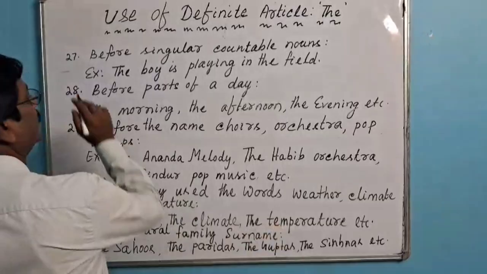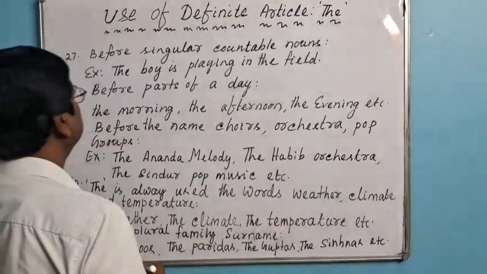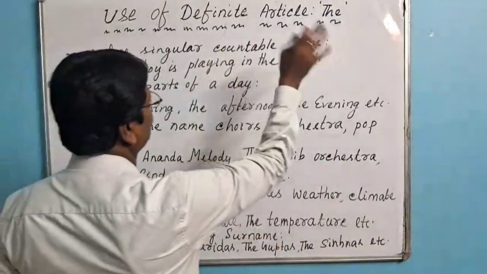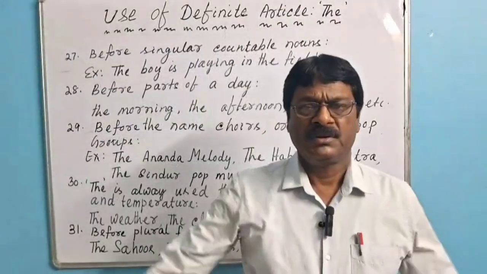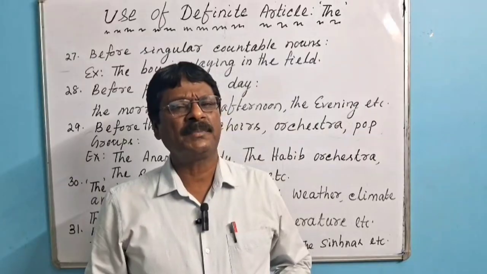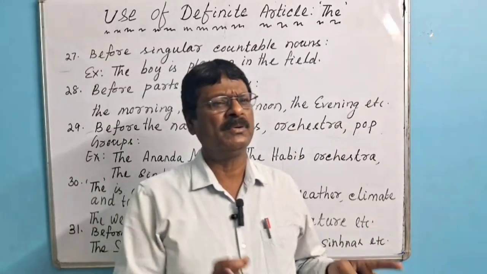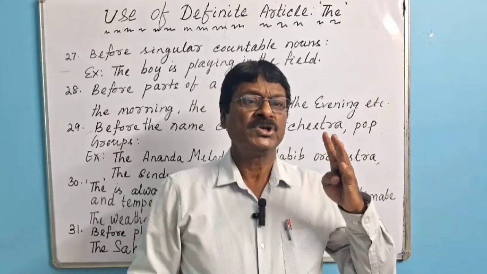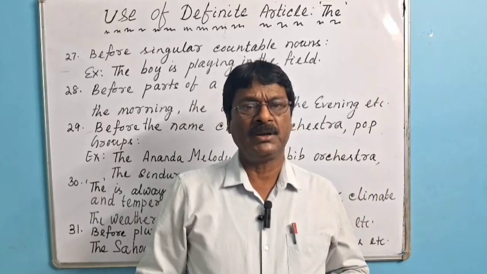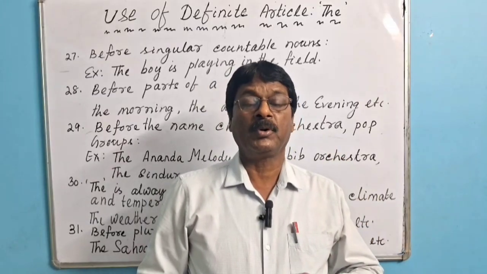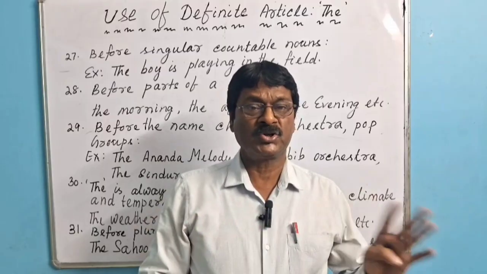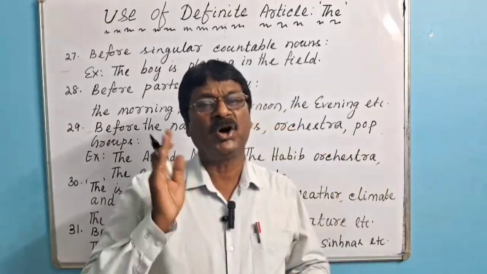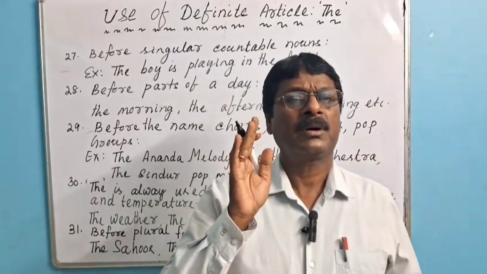Okay. Point number 27. The is used before singular countable nouns. The common nouns are of two types, countable nouns and uncountable nouns. Before singular countable noun particularly, the is used. But before plural countable noun, the is not used. Before uncountable noun, the is not used. Only the is used before countable noun.